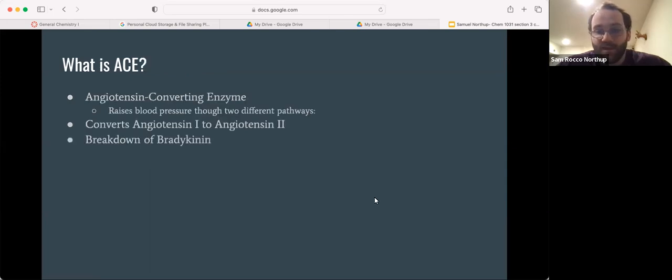So what is ACE? ACE stands for angiotensin converting enzyme. And what this does is it raises blood pressure in two different ways. It converts angiotensin 1 to angiotensin 2, and it is also responsible for the breakdown of bradykinin, which is a protein that lowers blood pressure. I will explain what angiotensin is on the next slide.